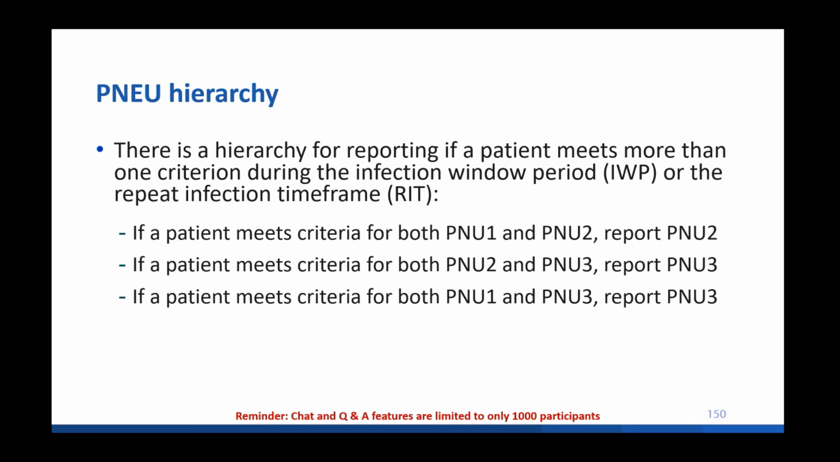When reporting a pneumonia event, there is a hierarchy for reporting if more than one pneumonia event is met during the infection window period or the repeat infection timeframe. And this hierarchy can be found in the reporting instructions section in the pneumonia chapter.